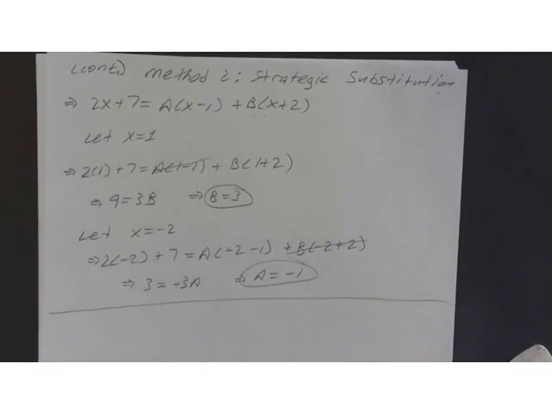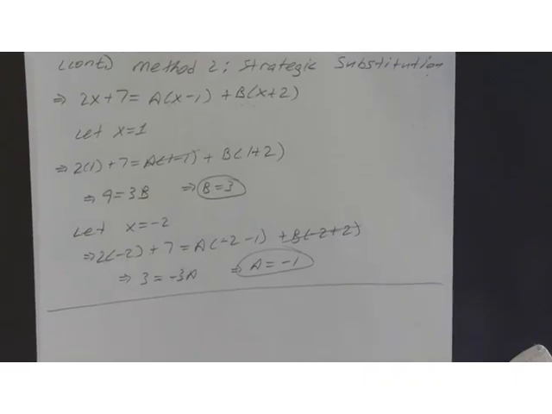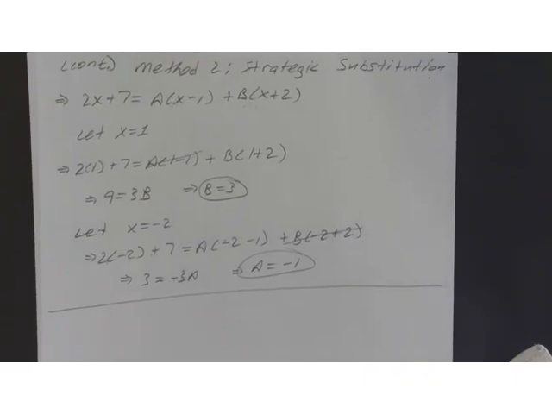So you get the exact same answer with both methods. Again, I would practice with both, because there are some times where strategic substitution won't work. Even though to me it's the fastest, so always try it first. But if it doesn't work, there are other methods that we'll learn after this.